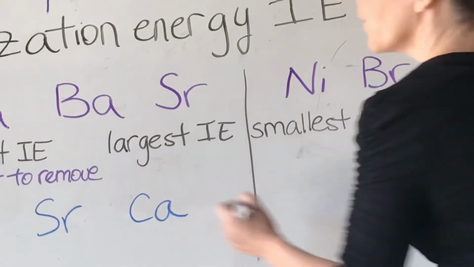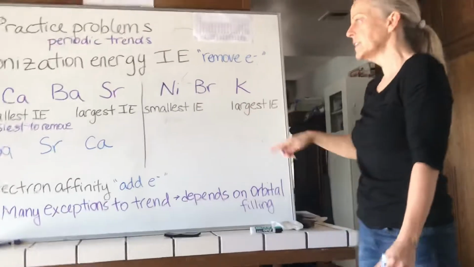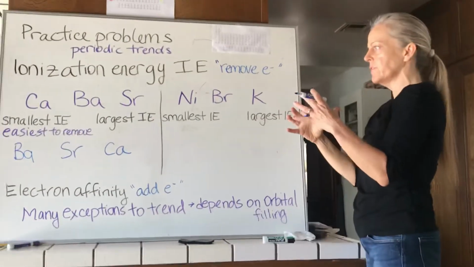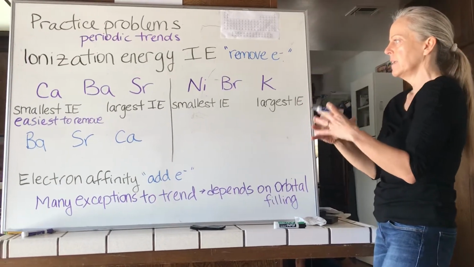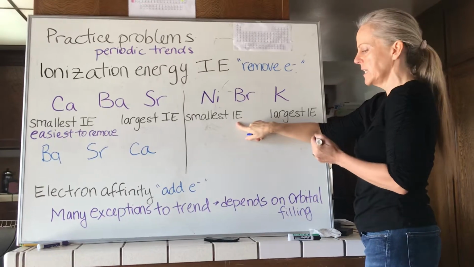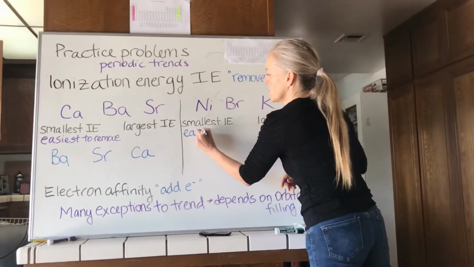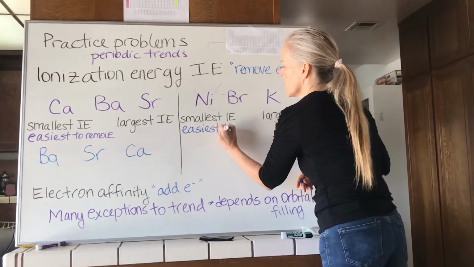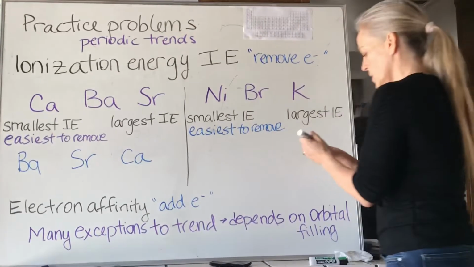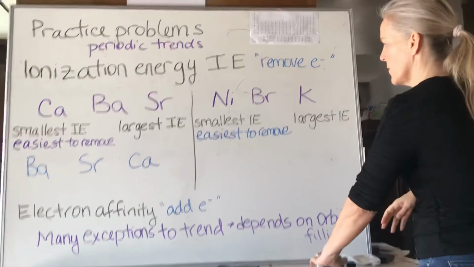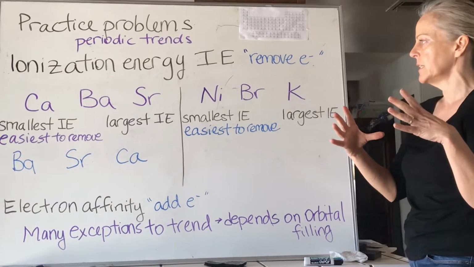And again, you're going from the easiest to remove to the most difficult, and that has to do with how close those valence electrons are to the positive nucleus, which is holding them in. So again, smallest ionization energy over here, easiest to remove. Easiest to remove, again, depends on how far the valence electrons are from that positive nucleus.